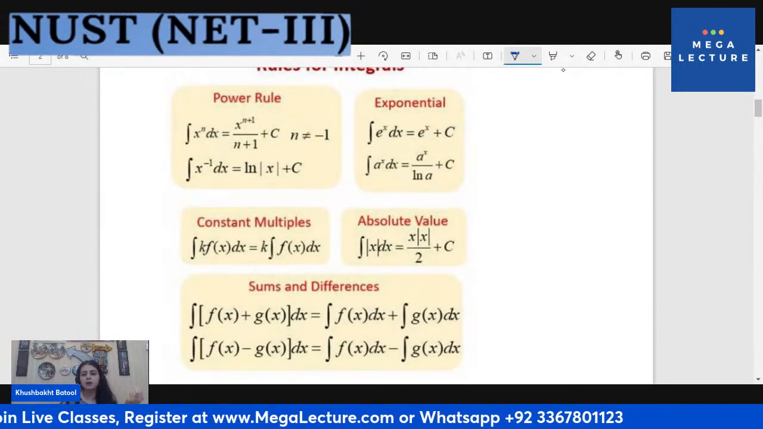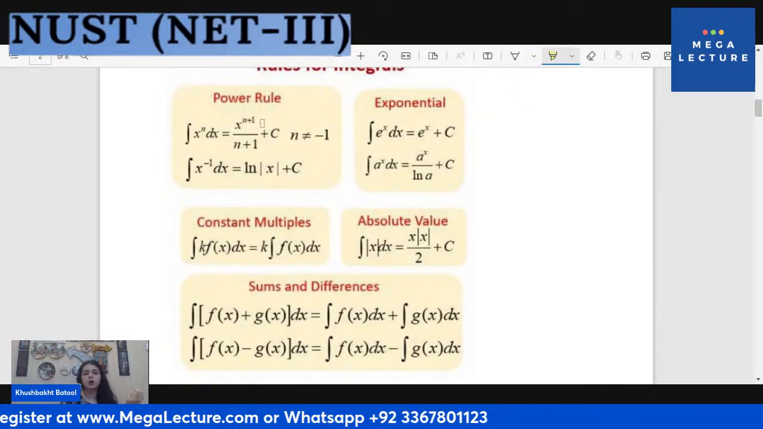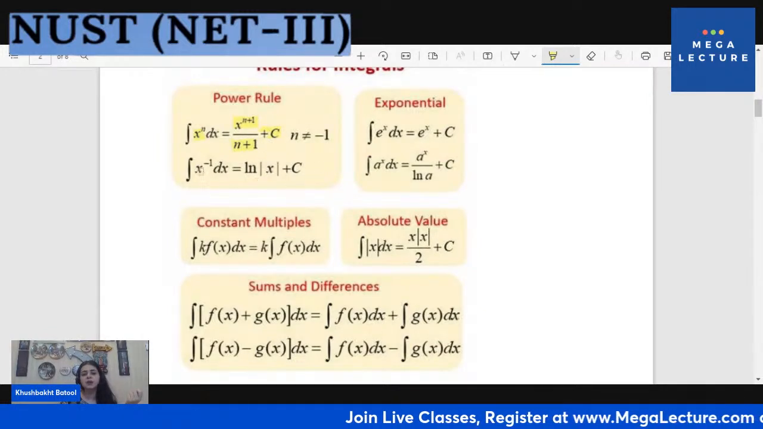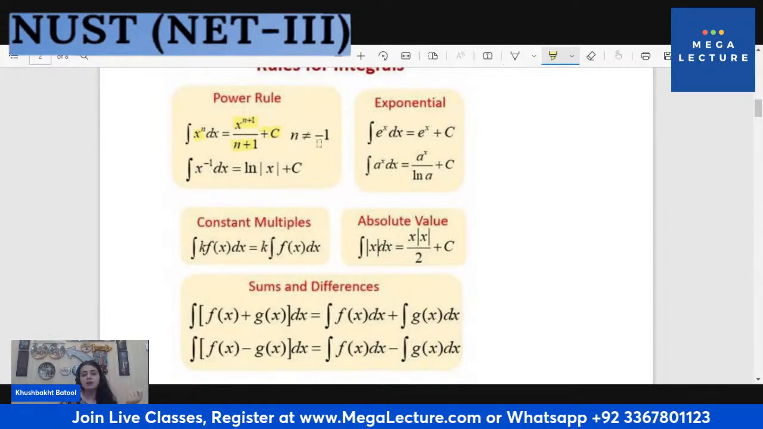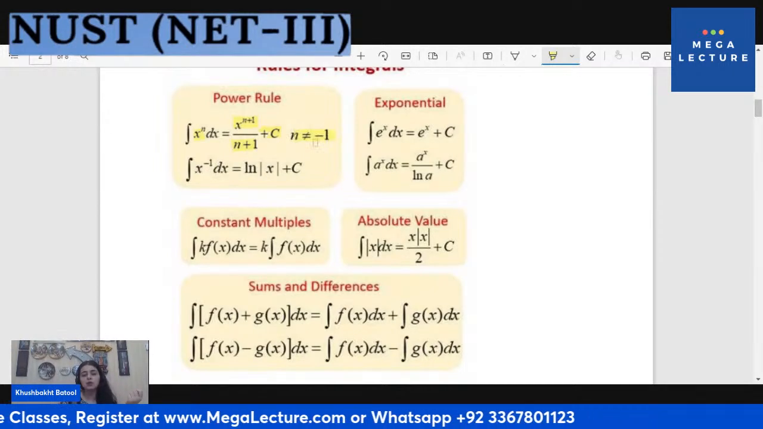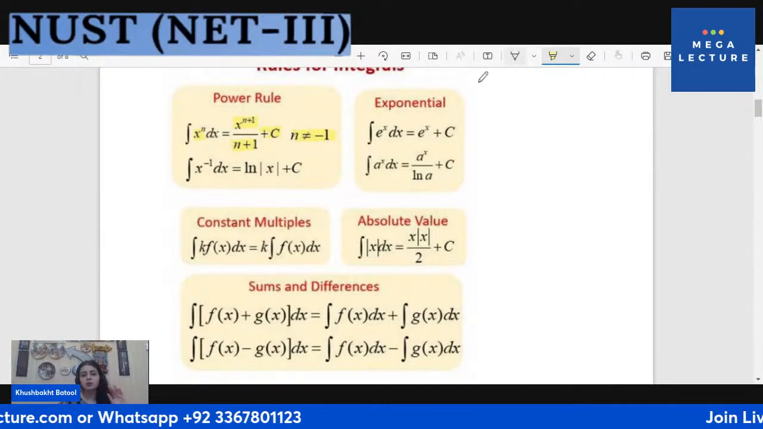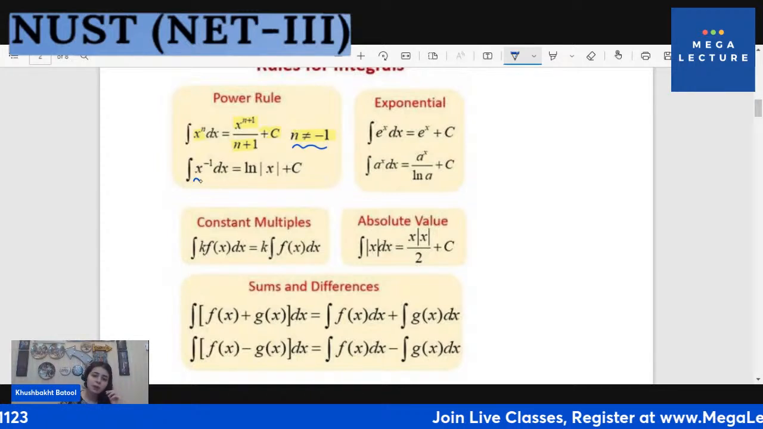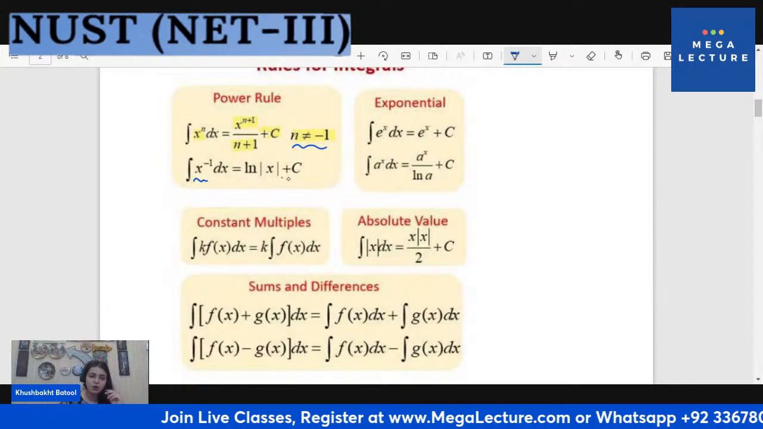Now we have some more rules. Okay, this one is clear. x to the power n would give you x to the power n plus 1 divided by n plus 1, plus c. C is the constant. Let's say now you have x to the power minus 1. This rule does not hold for n equals minus 1. So whenever you have x to the power minus 1, this is how you integrate: natural log of x plus c.